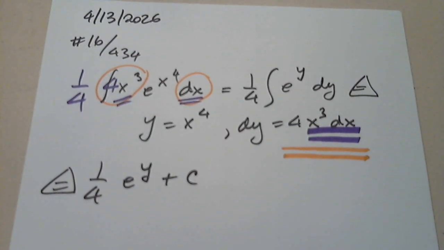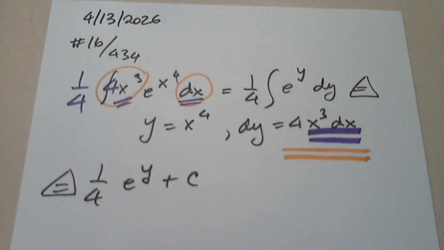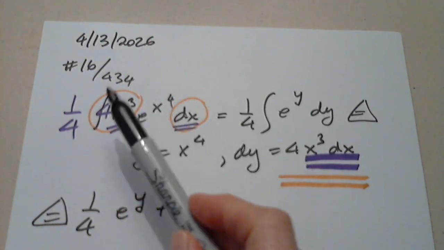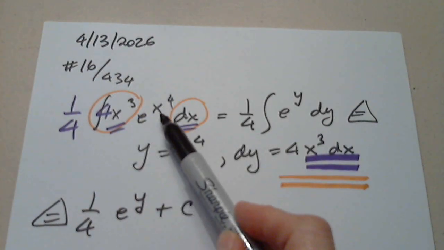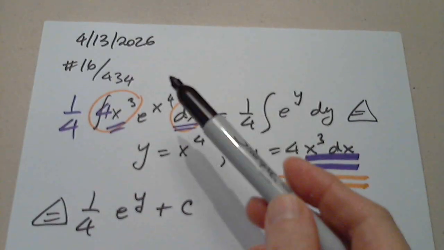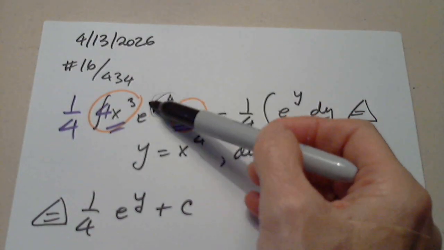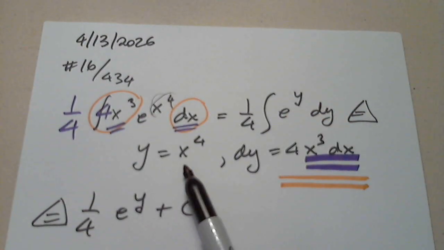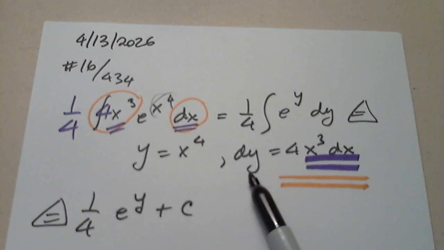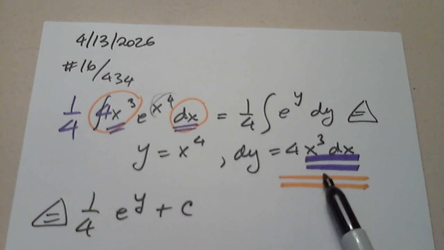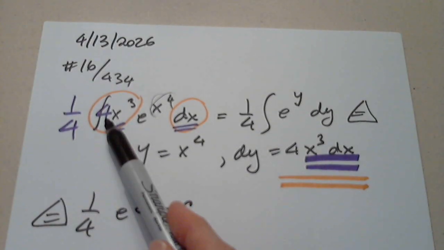Oh, I'm sorry. Let me start from scratch. So we have the integral of x to the third e to the x to the fourth dx, and we realize that this is what we need. So y equals x to the fourth, but we need a differential. The differential is 4x to the third dx. I have x to the third, I have the x, but I don't have the 4.